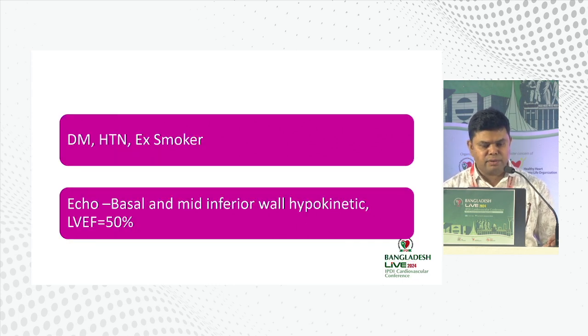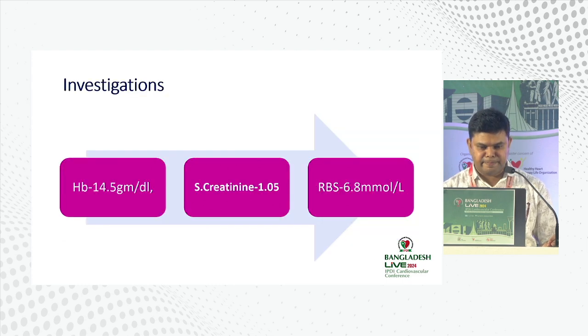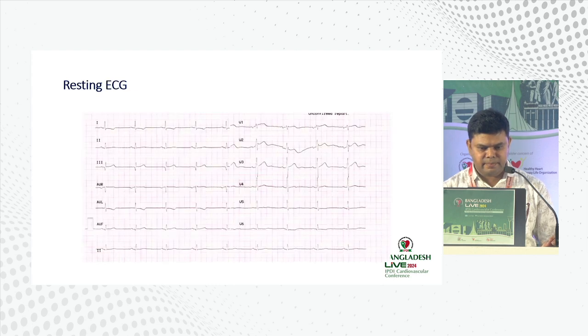Risk factors: diabetes, hypertension, and ex-smoker. Echocardiography showing basal and mid inferior wall hypokinesia with ejection fraction 50%. Lab parameters were normal. ECG showing lateral ischemia.